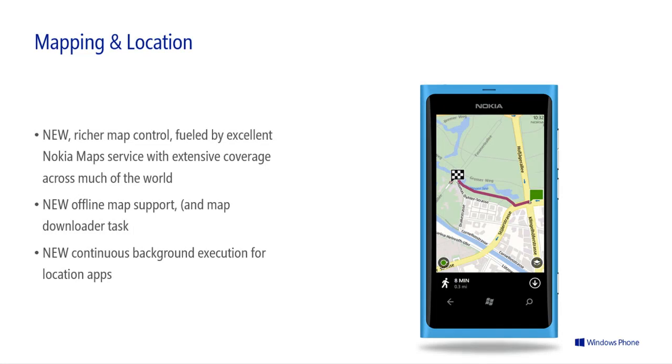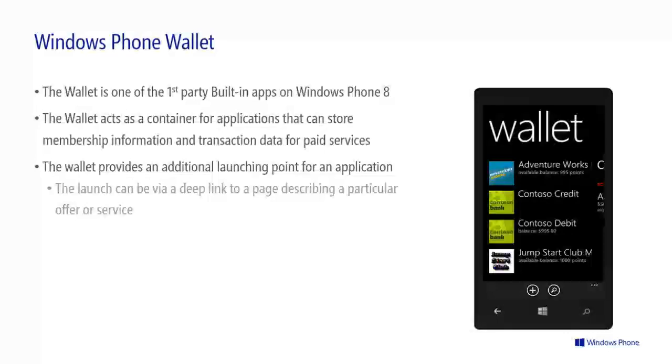When you are trying to find your way in the car with a navigation app and you get a phone call or you get a text message and you leave the application, you don't want the navigation to stop. And so we have continuous background execution for location apps in 8. And I've got a demo there for that too, but we don't really have time.